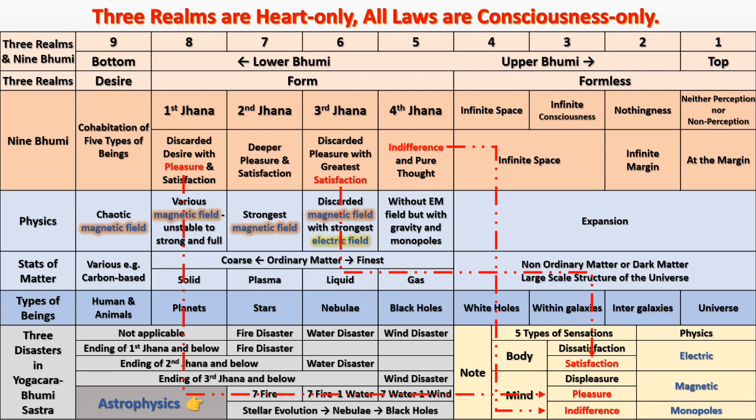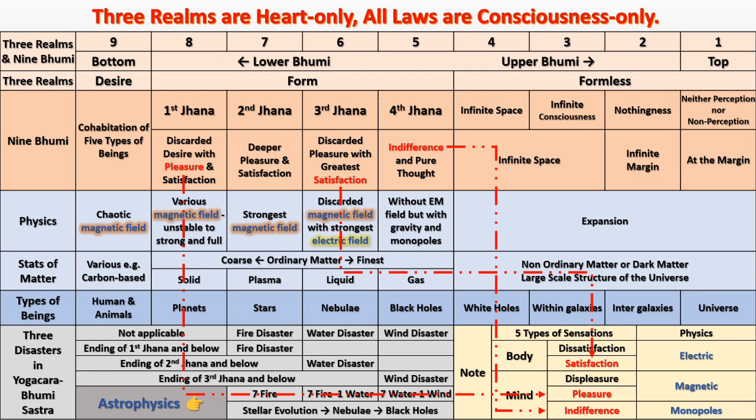Beings in the 3rd Jhana are tired of pleasure, as pleasure is also a disturbance to the mind. They have discarded pleasure, which means they have discarded their magnetic fields. But they have achieved the strongest satisfaction, which means their electric fields are the strongest of all worldly beings. These are nebulae, as they have discarded their magnetic field, leaving only magnetic field lines which were from their previous lives as stars. Their electric fields are the strongest. There are also 3 levels within the 3rd Jhana, which means there are different types of nebulae.